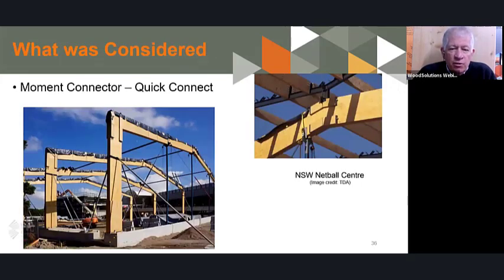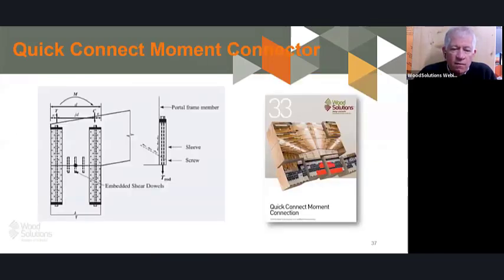The connector used in this case was the Quick Connect, a system developed by the Structural Timber Innovation Company and supported by Forest and Wood Products Australia. It uses a sleeve which is screwed at an angle to the grain into the rafter and the column, and a steel rod is placed within the sleeves to transfer the load. It is an efficient moment connector.